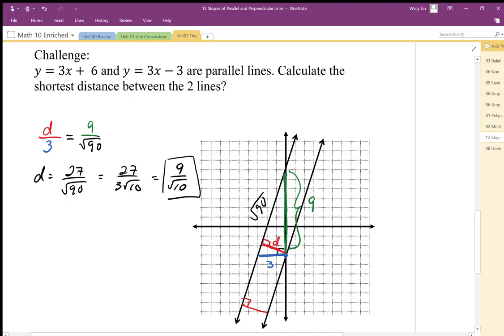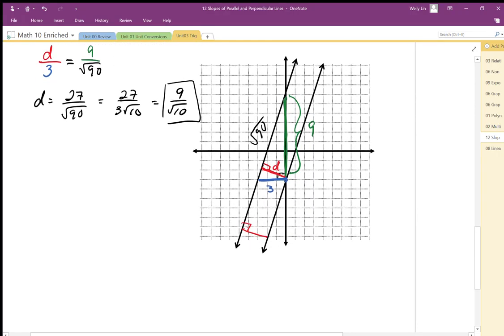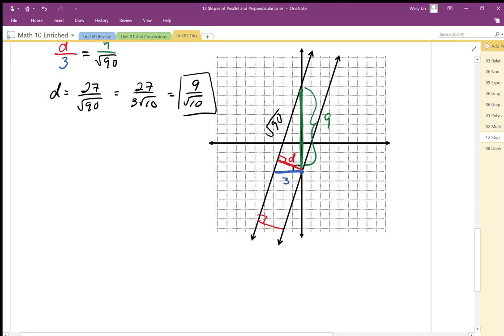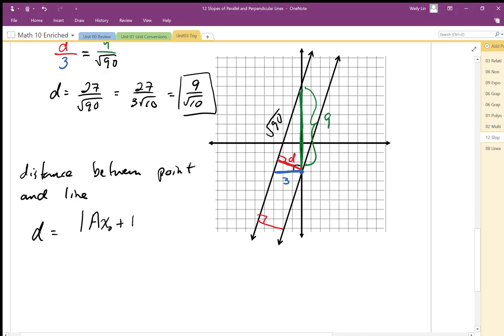Okay. Now I figure I'll show you a formula that you can use to find the shortest distance between a point and a line. The formula looks like this. The distance is equal to, and this is going to be in general form, a x naught plus b y naught plus c, where a, b, c are the general form coefficients, over the square root of a squared plus b squared.